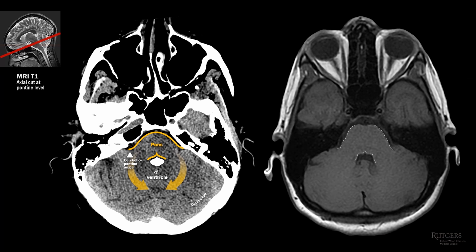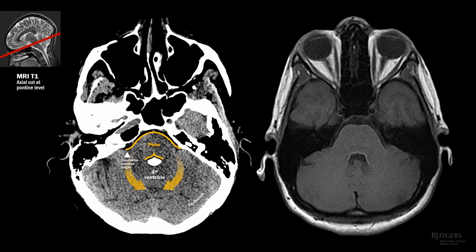And here's what the pons looks like on T1. Where's the fourth ventricle? Getting hugged, right in the middle. And here's the illustration.